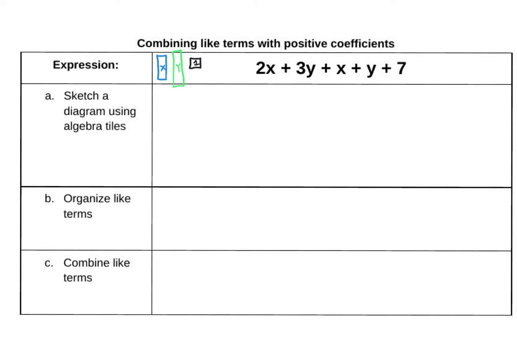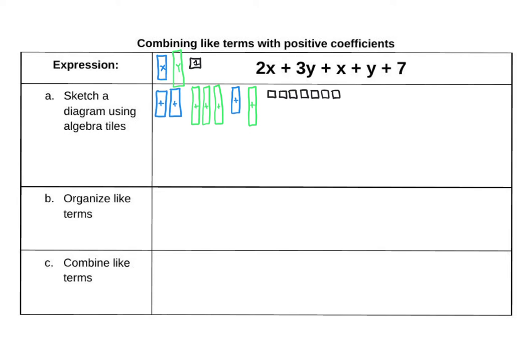And when I do this, I really go term by term. So I'm going to start with my 2x's. And to show that those are positives, I'm just putting some little plus signs inside of them. Then I'm going to add my 3y's. Then I have one more positive x, one more positive y, and 7 ones pieces to represent my constant of 7. So there's our completed diagram using algebra tiles.